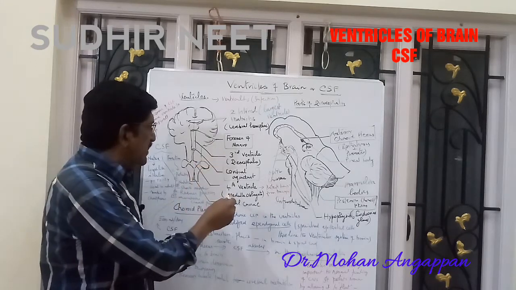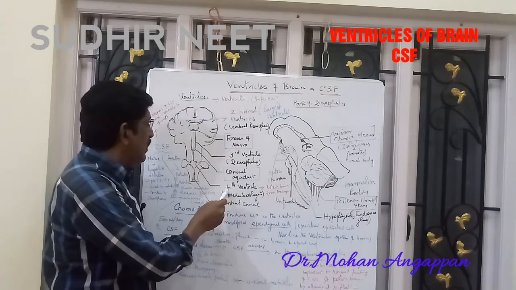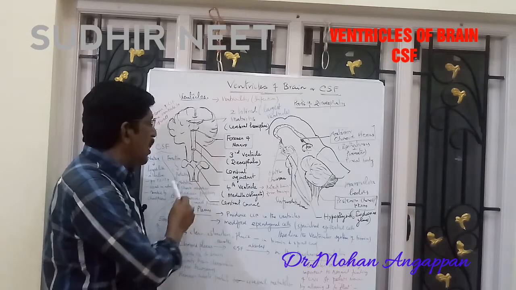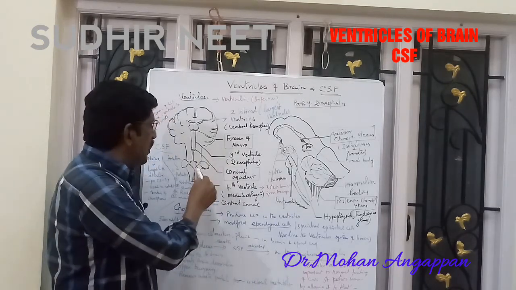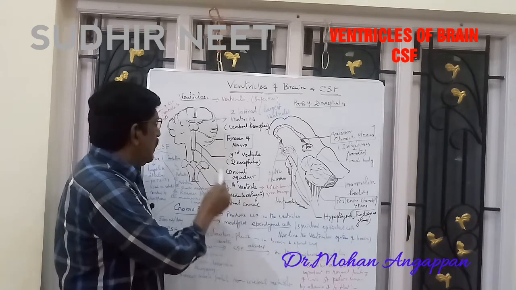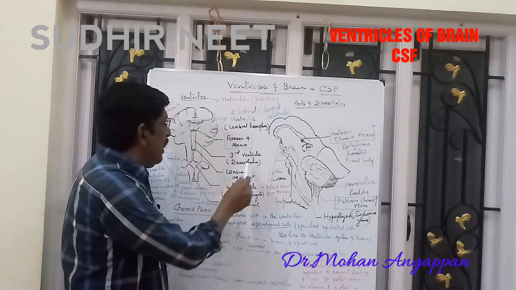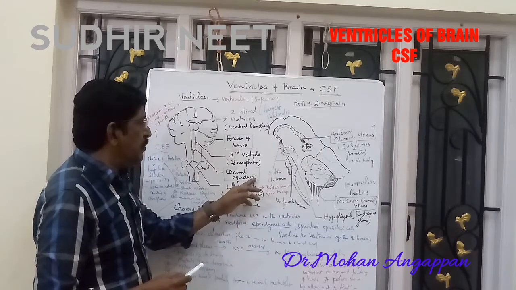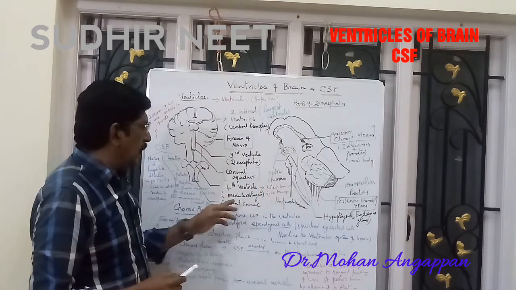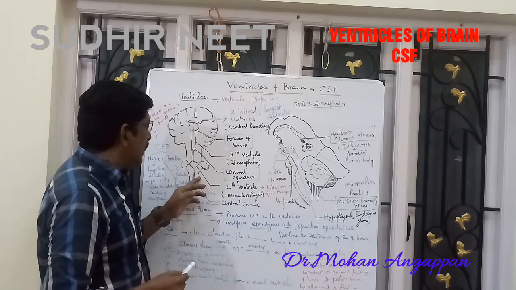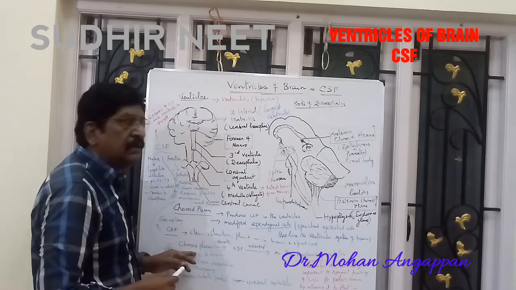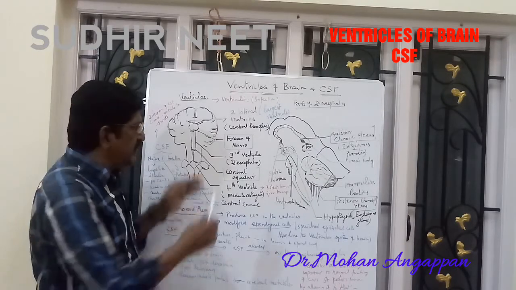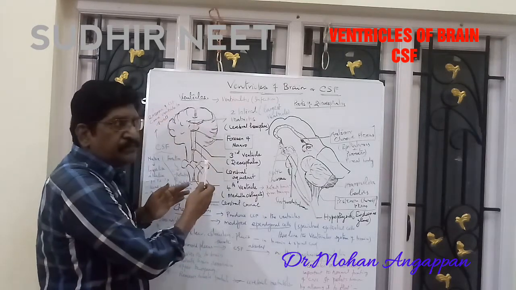Then the next ventricle is the fourth ventricle that is present in the medulla oblongata. The third ventricle communicates with the fourth ventricle by a hole called the cerebral aqueduct. Cerebral aqueduct. And then finally the fourth ventricle in the medulla oblongata opens into the central canal of the spinal cord. So these are the ventricles.